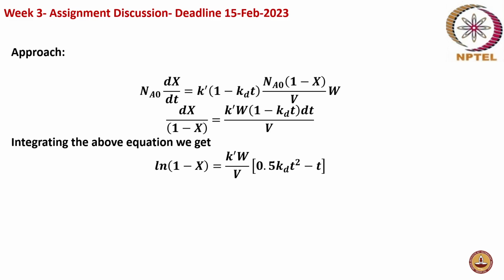It is just simple integration, because integration of 1 by 1 minus x is nothing but minus ln of 1 minus x. And here again in the right hand side, when you apply the limits, you bring in that negative sign to the right hand side, so initially you will get t minus 0.5 k dt into t square. So the left hand side minus, you're bringing it into the right hand side, and then you will finally get this expression, which is the answer.